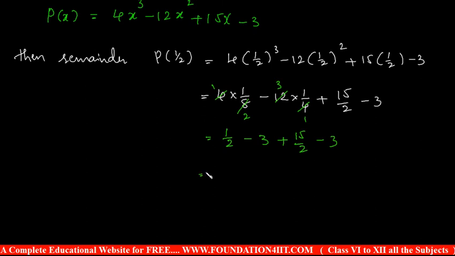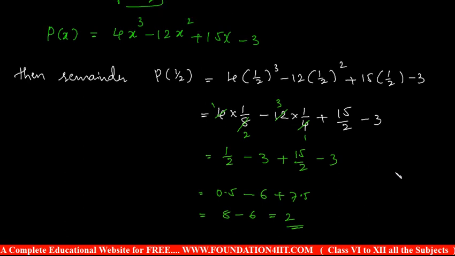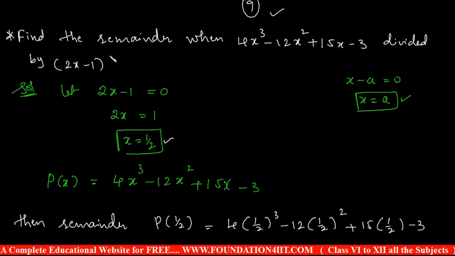You can simplify this. Okay, 1 by 2 is 0.5. Minus 3 is minus 6. Plus 15 by 2 is 7.5, in case you write decimals. 7.5 plus 0.5 is 8. Minus 6 is 2. So the remainder is 2. Just only simplification I did. The concept is whatever you should divide by, you make equal to 0 and find the x value, directly substitute here. That is the remainder.